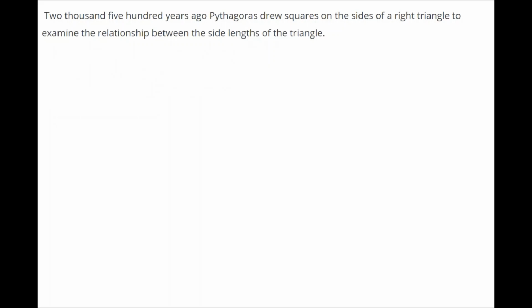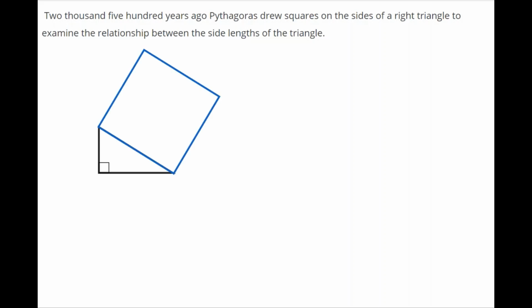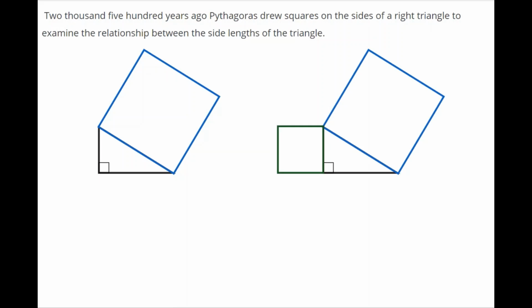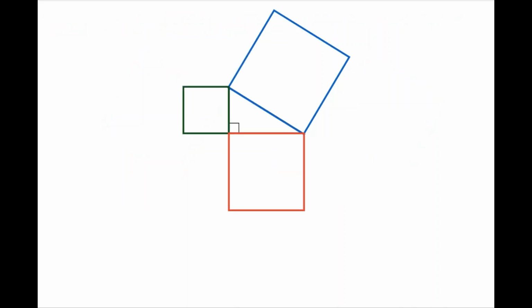2,500 years ago, Pythagoras drew squares on the sides of a right triangle to examine the relationship between the side lengths of the triangle. Firstly, he drew a square with one side the hypotenuse of the right triangle. Secondly, he drew a square such that one side of the square was the smallest side of the triangle. Then Pythagoras drew a third square such that one of its sides was the remaining leg of the triangle. Pythagoras discovered that the areas of these 3 squares were related.